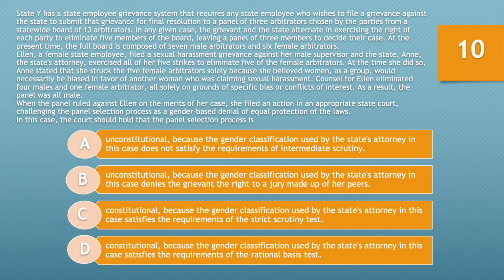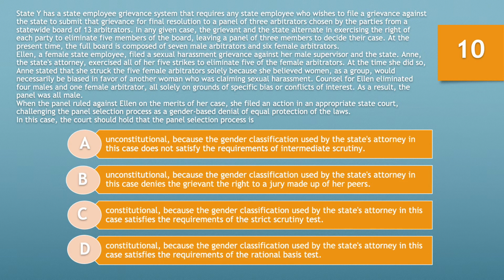When the panel ruled against Ellen on the merits of her case, she filed an action in an appropriate state court challenging the panel selection process as a gender-based denial of equal protection of the laws. In this case, the court should hold that the panel selection process is A, unconstitutional because the gender classification used by the state's attorney in this case does not satisfy the requirements of intermediate scrutiny.